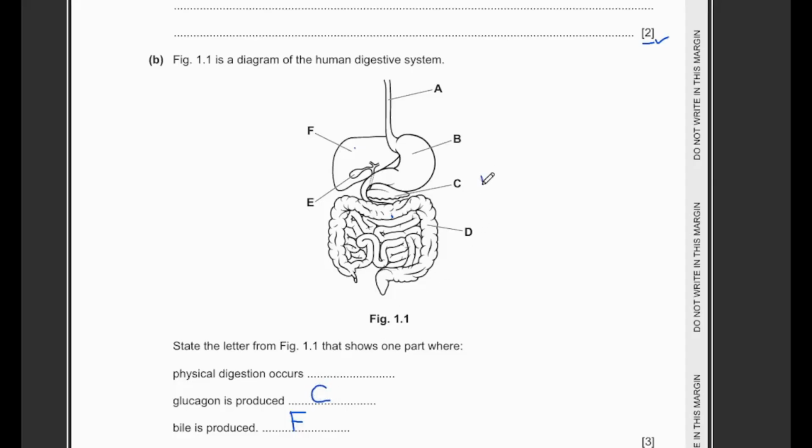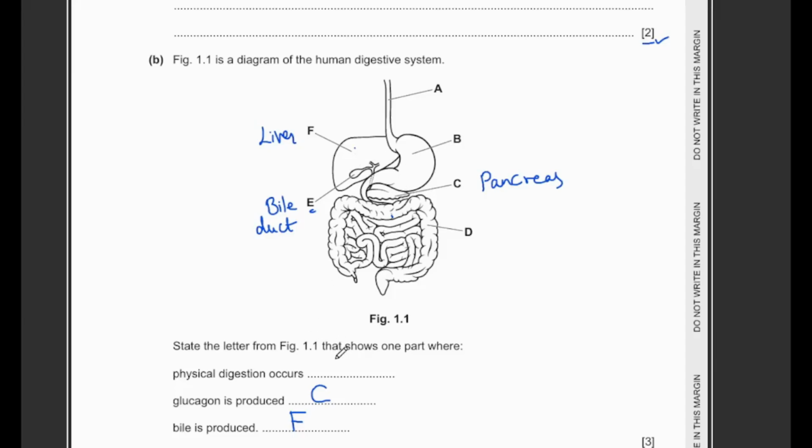This is your pancreas. This is the liver. This is the bile duct. For where bile is produced, most of you will write E, but remember they are storing it. The bile duct will store it, whereas F, the liver, is producing the bile.